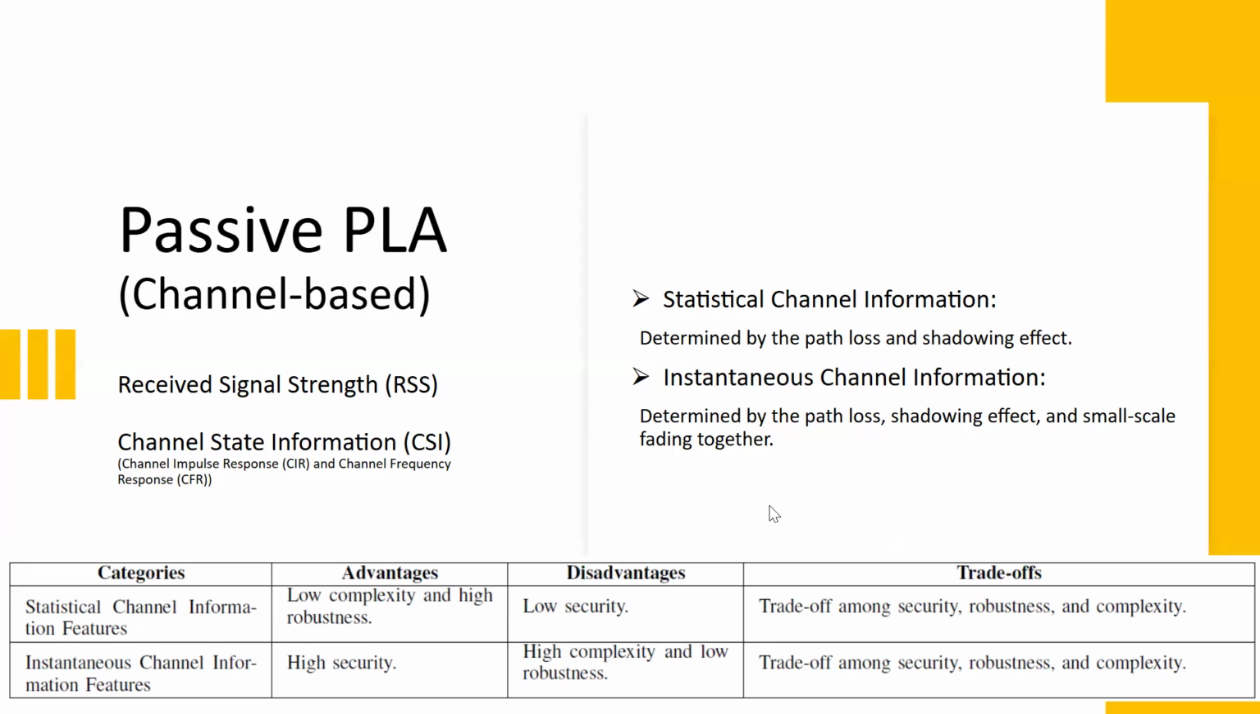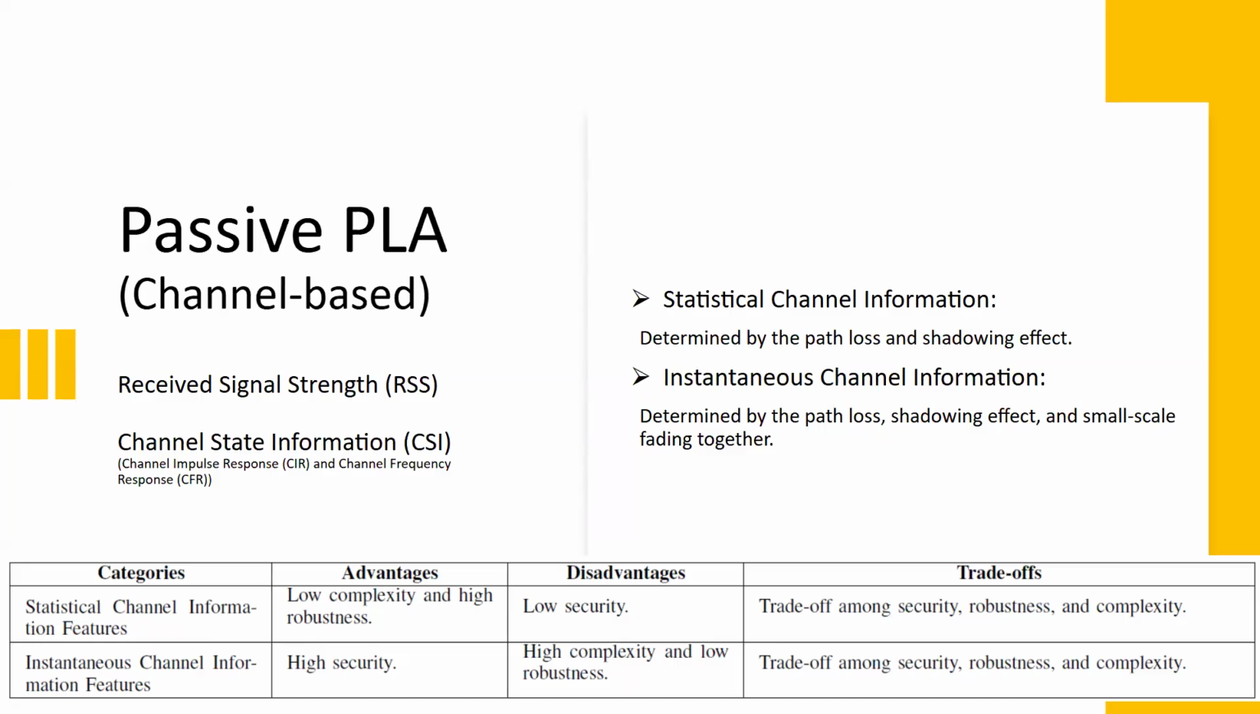And we have two types of channel information. We have the statistical channel information, which is determined by path loss and shadowing effect. We know path loss is dependent on the distance between the transmitter and receiver and the frequency being used. And shadowing is dependent on the number of objects that obstruct or block your signal during its transmission from the transmitter to the receiver. And we have another type of channel information called instantaneous.